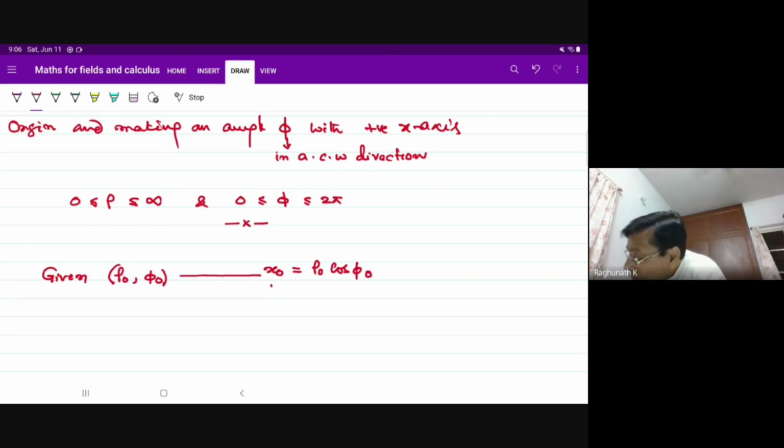What is y0? ρ0 sin φ0. Given ρ0 and φ0, determining the x and y coordinates of these points is very easy and straightforward. Again, r at an angle theta is r e power j theta is r cos theta plus j r sin theta. R cos theta is the real part, x component. R sin theta is the imaginary part. Imaginary part is y component. Both can be positive or negative.